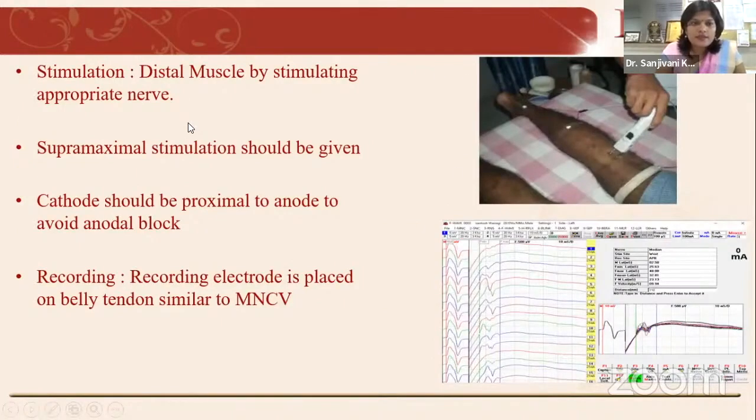So in this, again, your stimulation will be at the distal muscle by stimulating the appropriate nerve. Okay. Then supramaximal stimulation should be given. The cathode should be placed proximal to the anode to avoid anodal block. Then for recording, the electrode is placed on the belly tendon, similar to MNCV, the way we do the MNCV. So this is the stimulation and all that, and then we will catch the wave on the monitor.